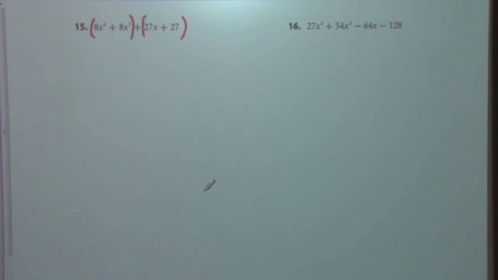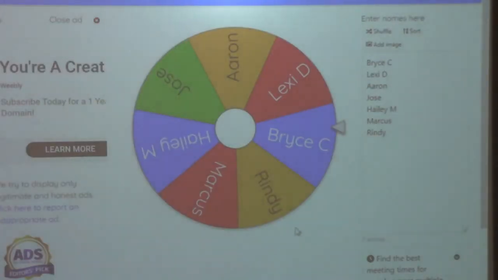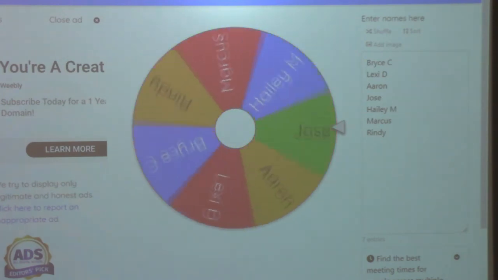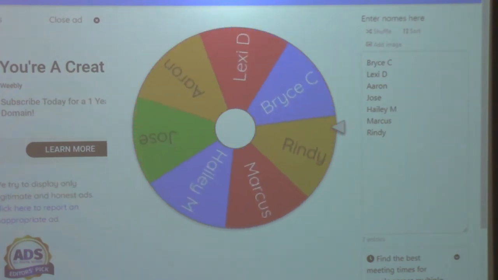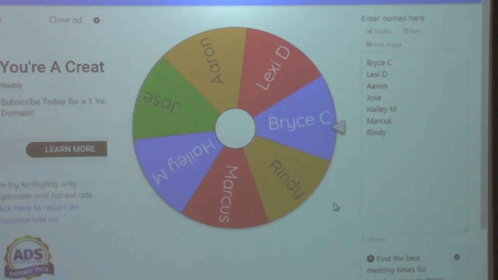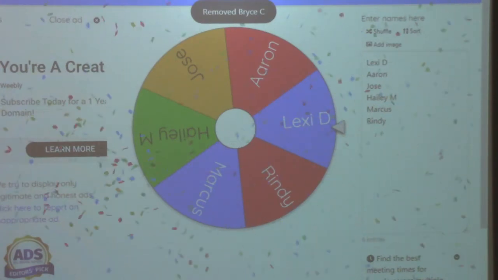And then you have to do the difference of cubes or the sum of cubes. Okay, so you do 8x, and you just get this one here. Please be right. Oh, it's Bryce. It's Bryce. Right, Bryce. Let's go.